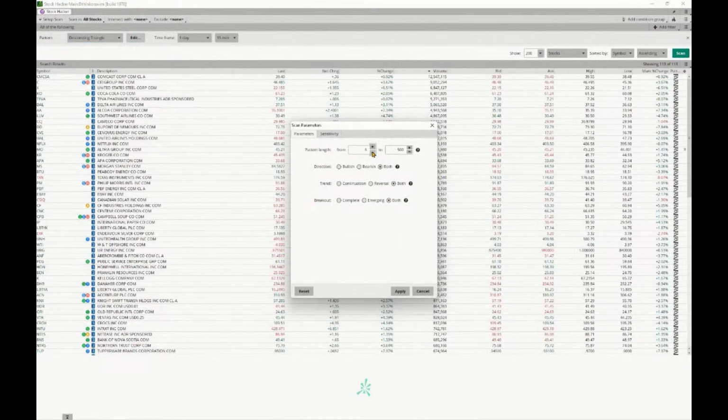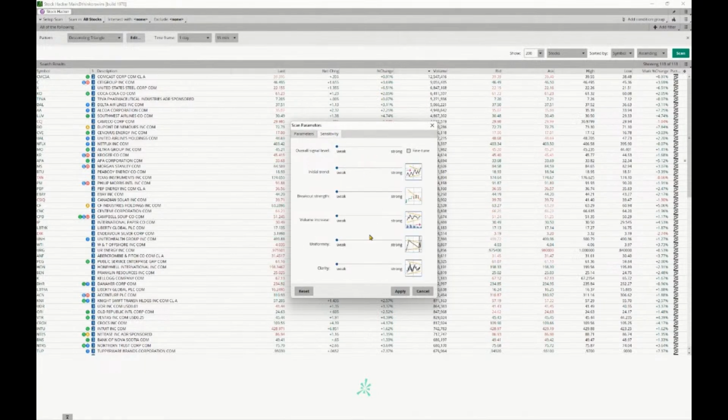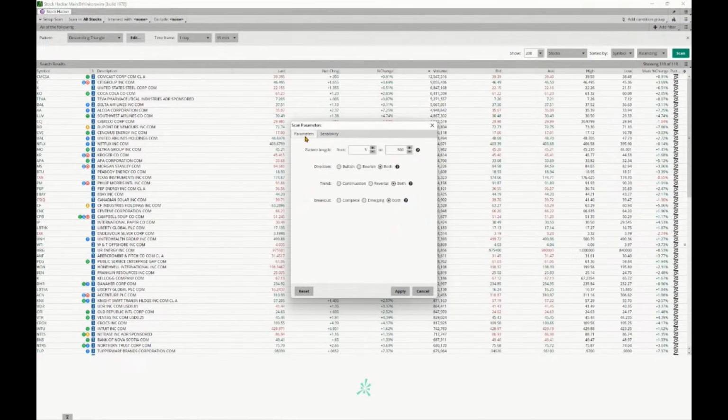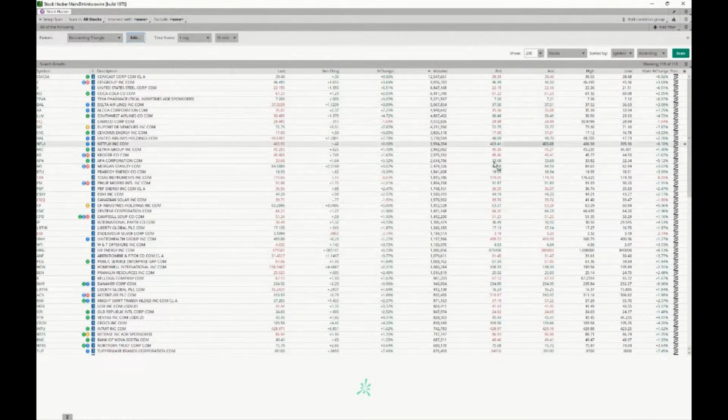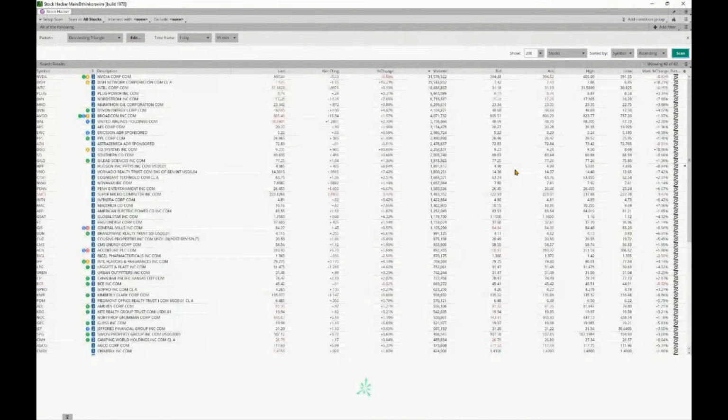I've been moving this down to 5, again, just to give myself a few more results, making sure that that sensitivity is all the way over on the most lenient parameters. And then we'll click apply. And then this is where I give you, because see, if you just hit scan with that alone, okay, we've got 82, which is actually a fairly limited result. That's actually a number we can work with.